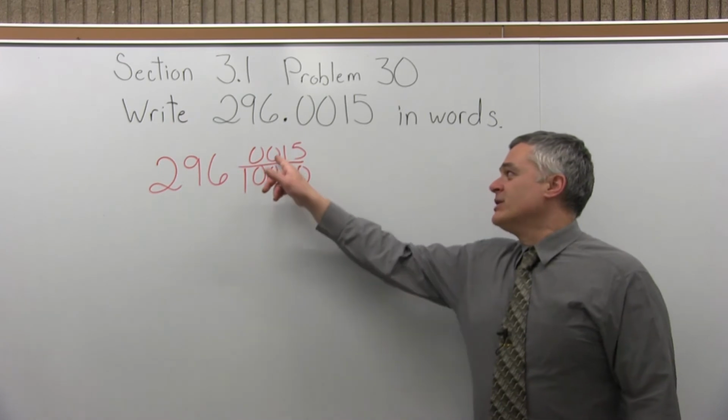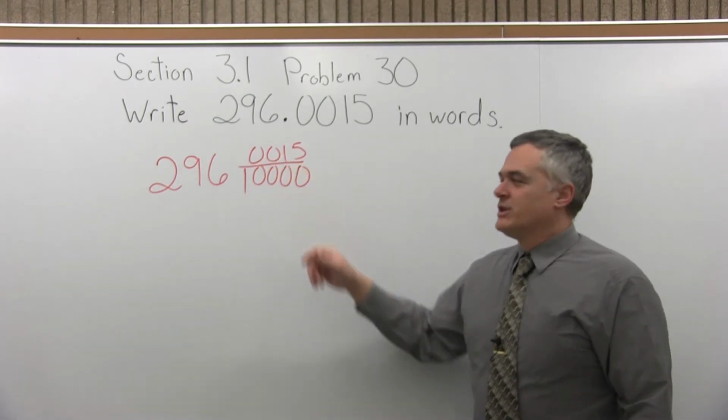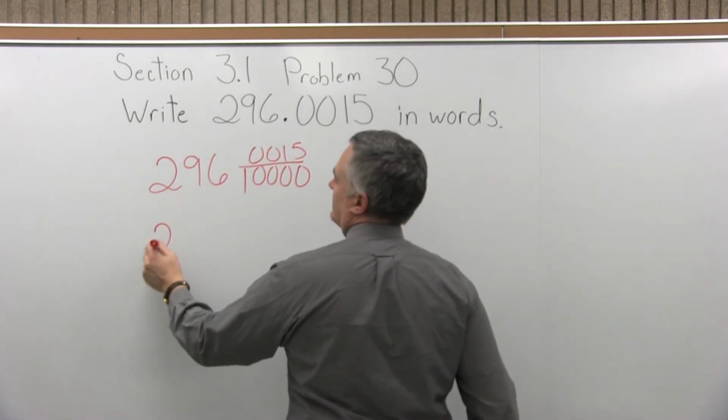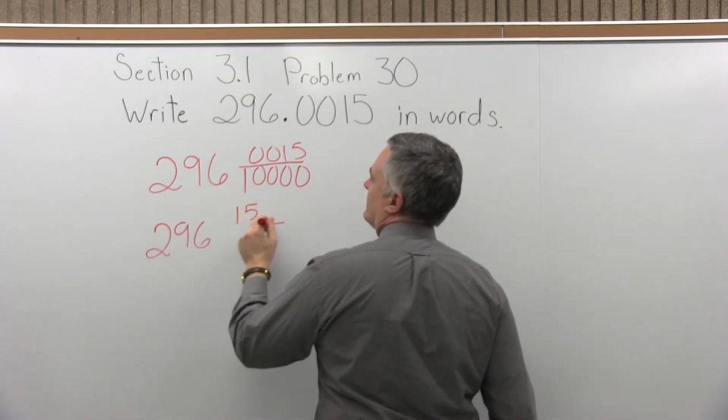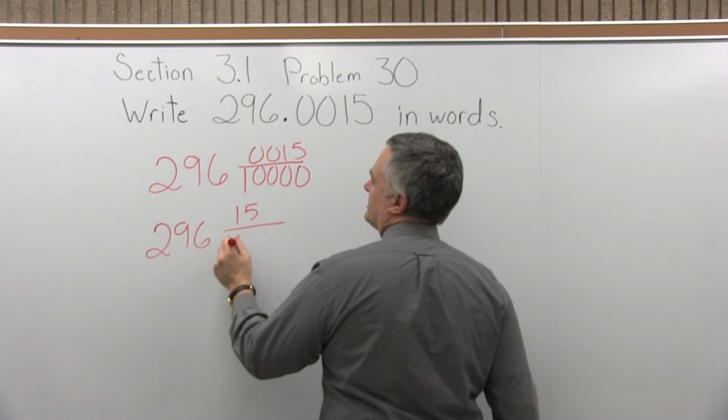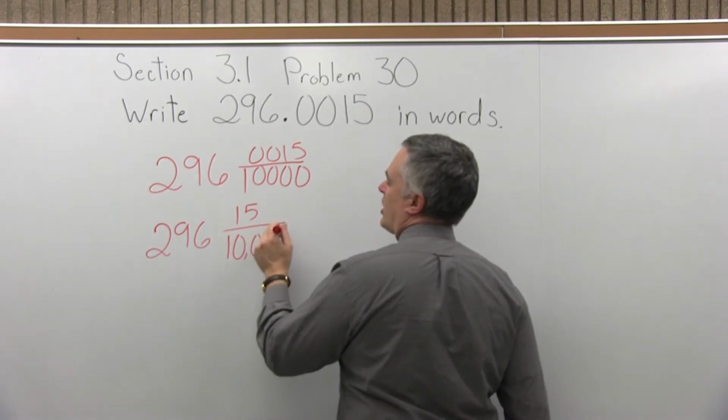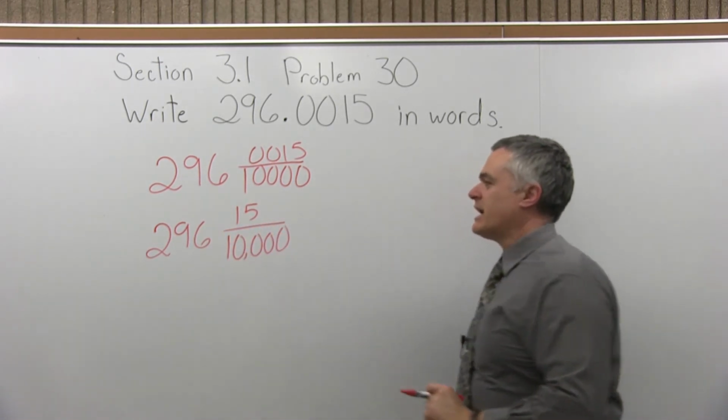So the numerator is 0015. You can really just consider that to be 15, 296, and 15 over 4 zeros, it'll be 10,000. I can put in a comma to more clearly show how many zeros I have.